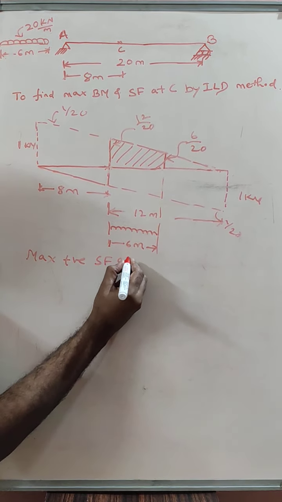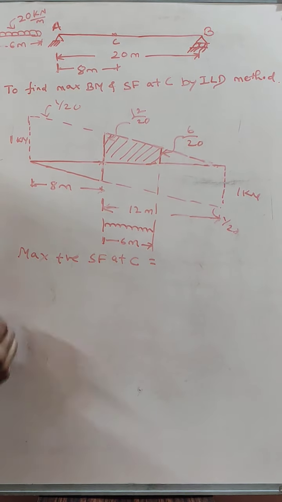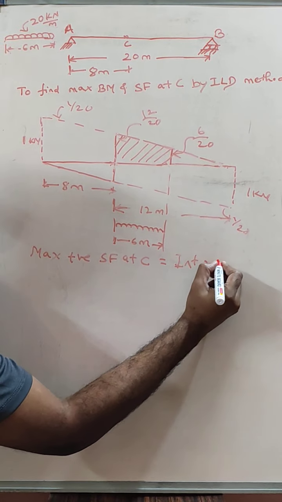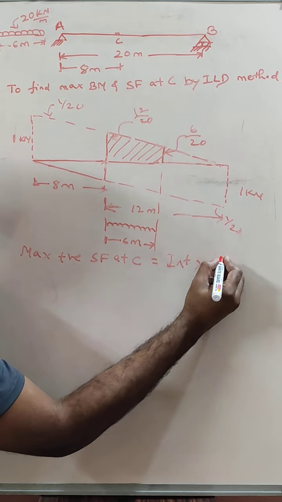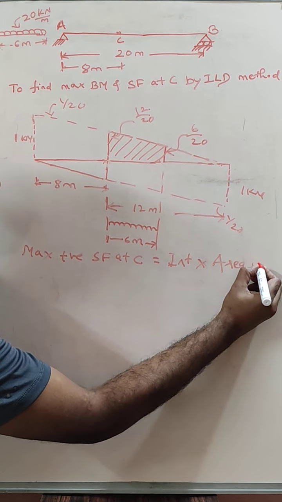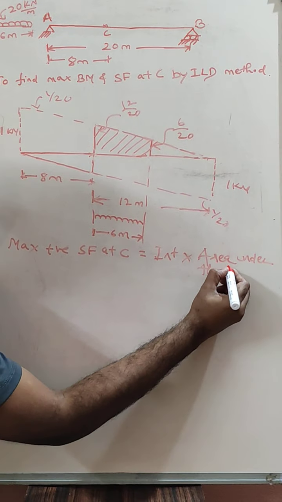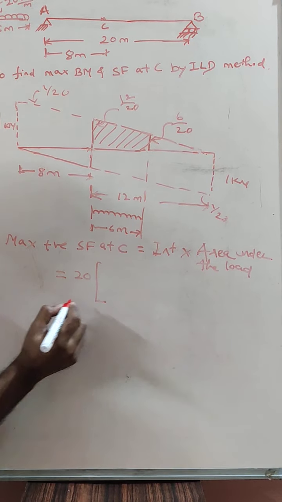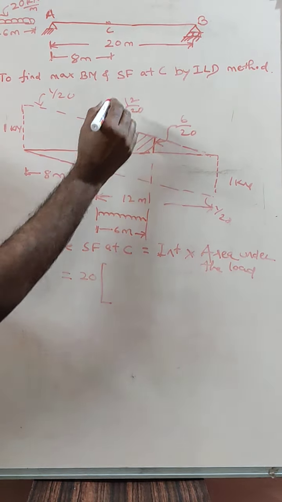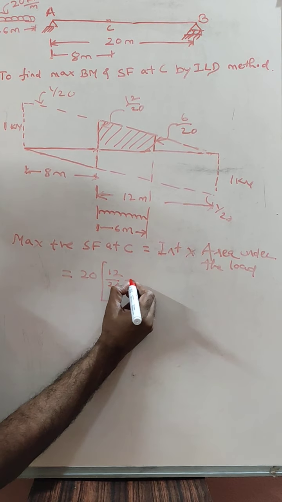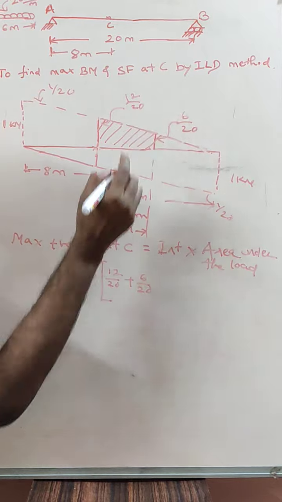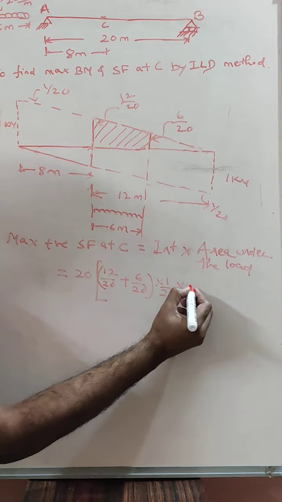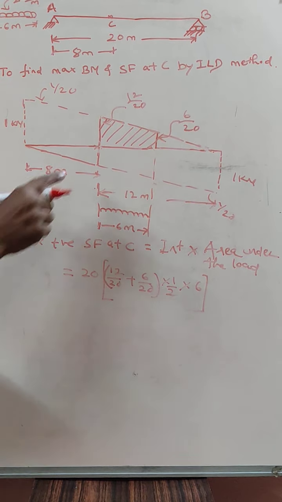positive shear force at C is equal to intensity. How much is the intensity? 20. I will write down the formula if you want: intensity into area under the load. Intensity is 20. Area under the load is the trapezium area. What is the trapezium area? 12 upon 20 plus 6 upon 20, sum of the two parallel sides divided by 2 into the distance between the parallel sides, 6. That's all.